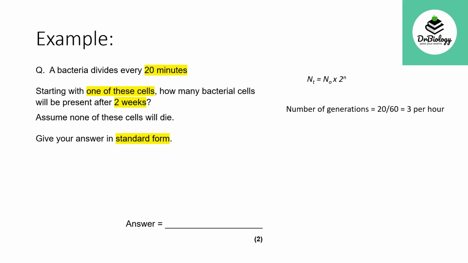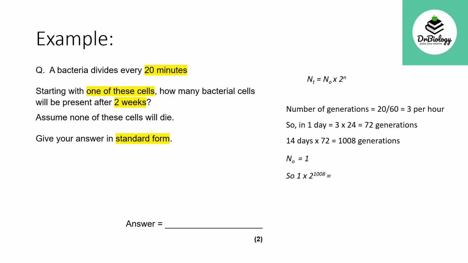So, number of generations per hour is going to be 3 per hour. So in one day, 3 times 24, that gives us 72 generations. Over 14 days, we need to times that by 72, which gives us 1008. N0 is 1, so 1 times 2 to the power of 1008 is going to give you a huge number. So 2.74 times 10 to the power of 303.